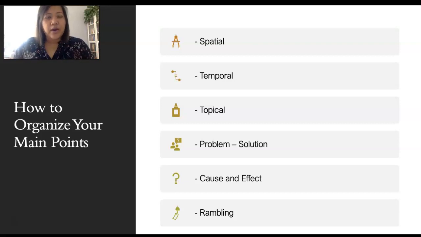You can also organize your main points temporally. And we know that the meaning of tempo is time, basically. So it's a time sequence.